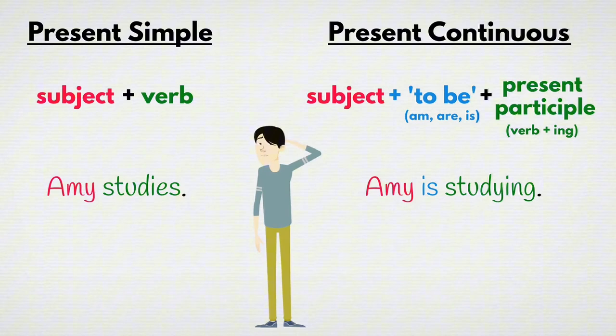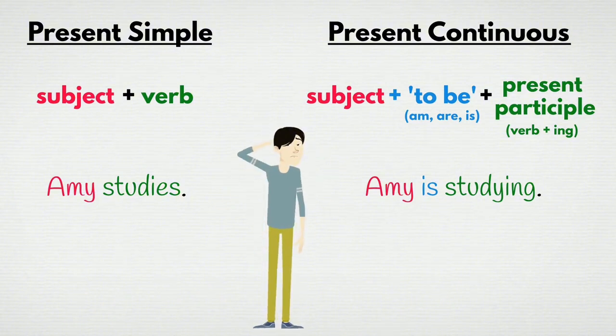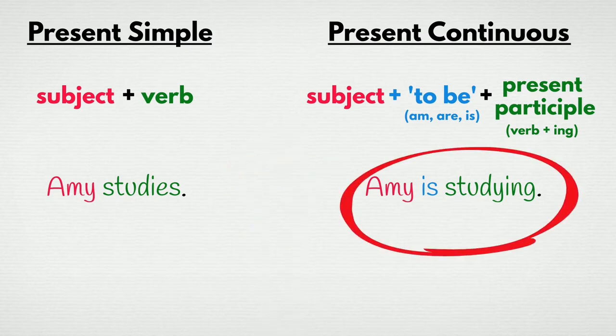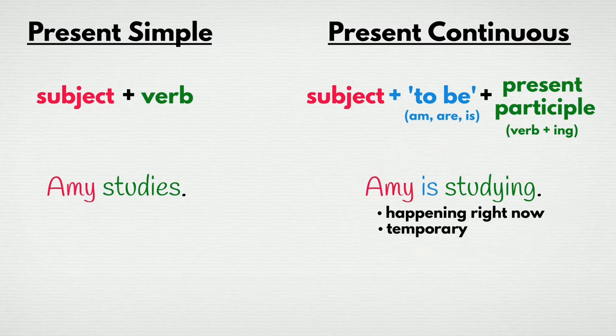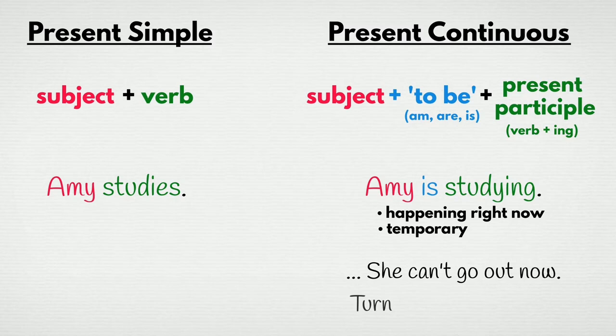Let's compare our two sentences. Amy studies, Amy is studying. Is there a difference in meaning between the two sentences? This sentence, in present continuous, refers to an action that is happening right now, or it could be referring to something temporary. To add some context to this sentence, we might say, Amy is studying, she can't go out now. Or, turn down the music, Amy is studying.